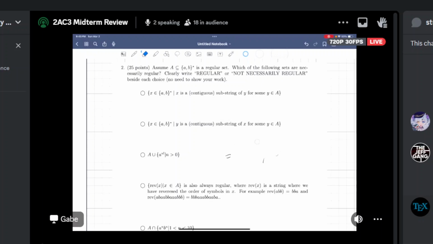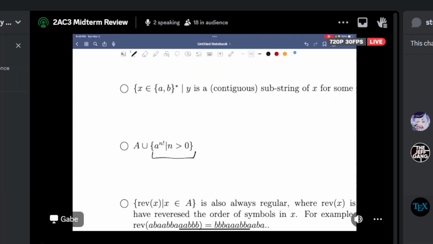So A union this part. The part on the right, without proving, is it non-regular? I think it's non-regular. A to the n factorial is definitely non-regular. You probably don't even have to think about that at this point with your intuition of the course.